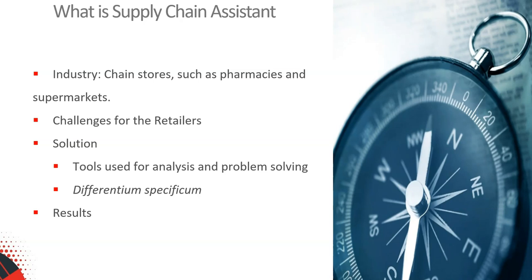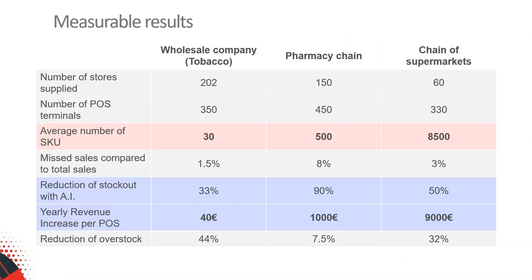Results. Instead of hiring people to navigate the replenishment process, the solution is automated. Artificial intelligence continuously learns, so the changes in shopping habits are always taken into account. Measurable results on available data.